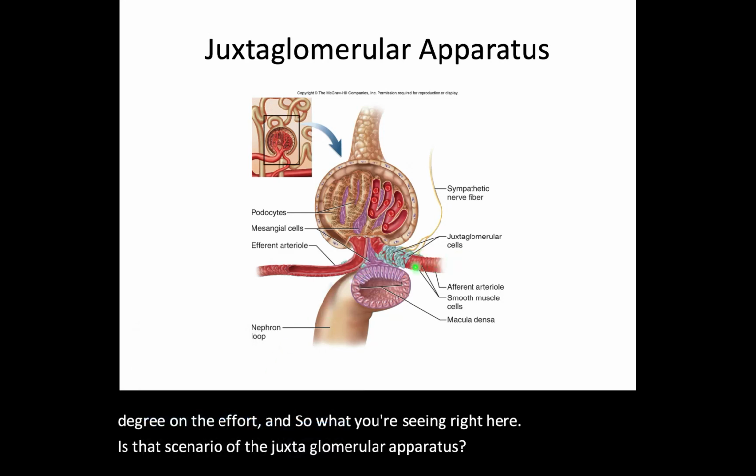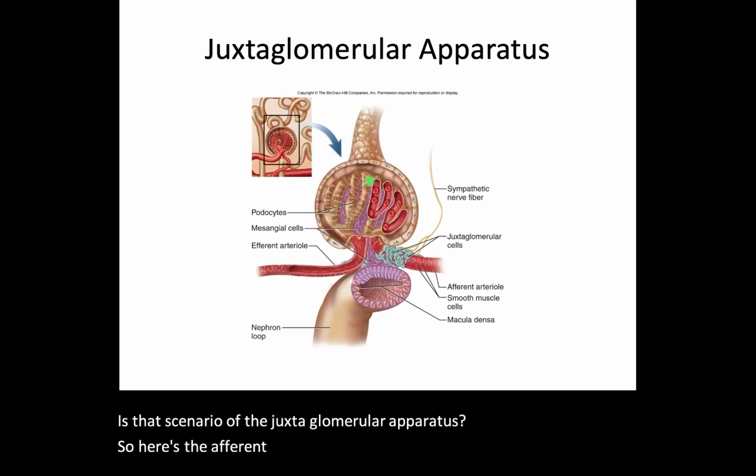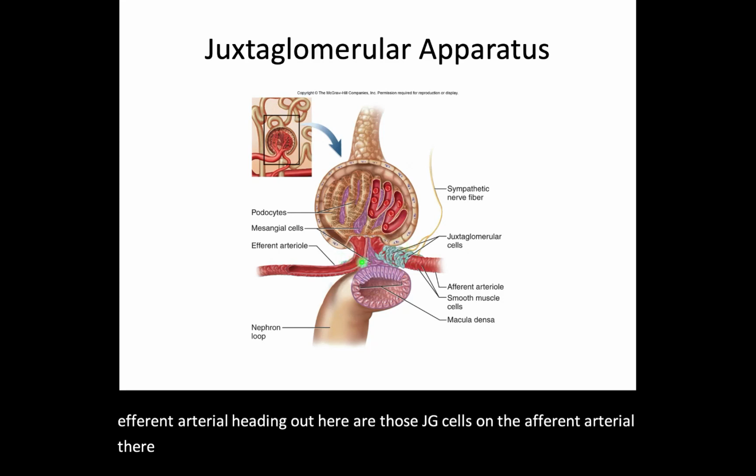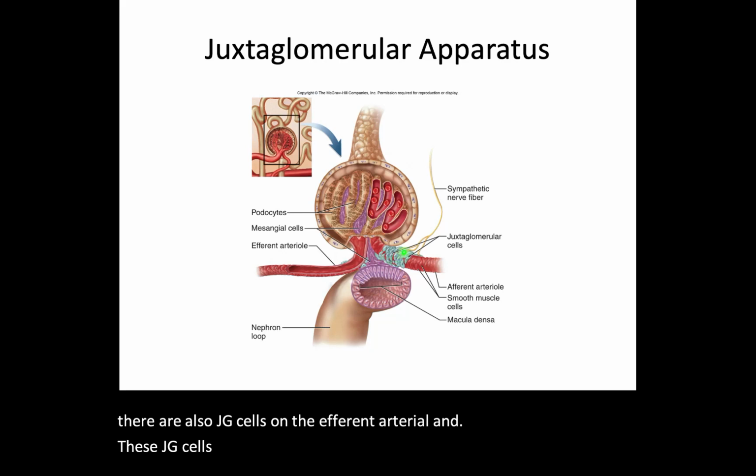So here's the afferent arteriole coming into the glomerulus. Here's the efferent arteriole heading out. Right? Here are those JG cells on the afferent arteriole. There are also JG cells on the efferent arteriole. And these JG cells are monitoring pressure, primarily pressure. All right.